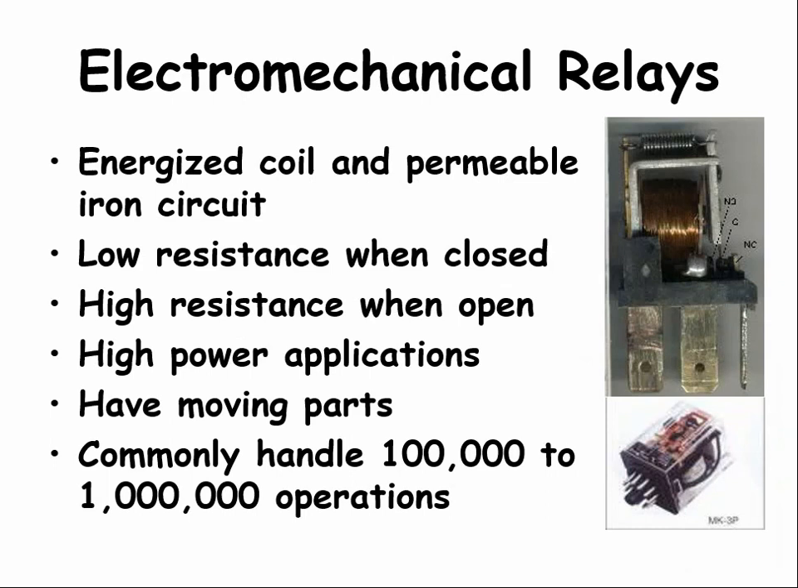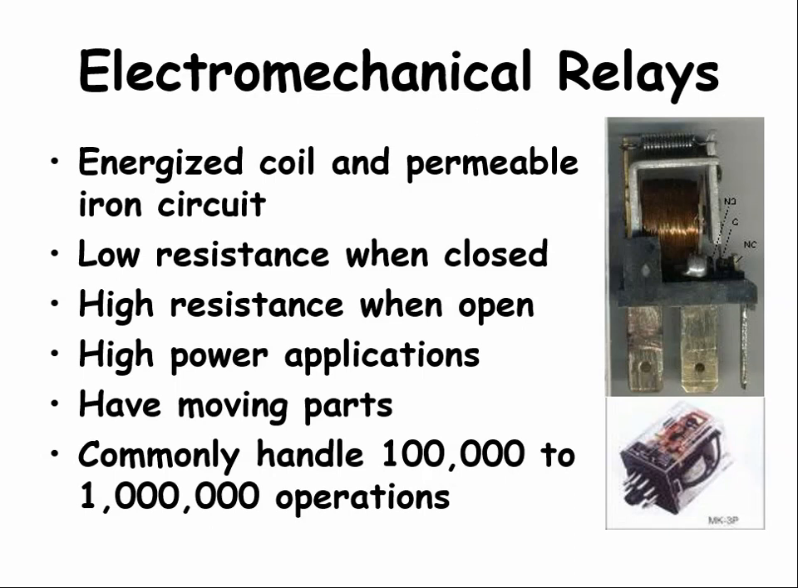Electromechanical relays have a coil with a permeable iron circuit that when energized moves an armature that opens and closes a circuit. When the circuit is closed, the armature moves to close the circuit. The two sides physically touch, so the resistance to electrical energy flow is very low. When the circuit is opened, the armature moves to create a gap in the circuit. The circuit is open, and electrical power cannot flow. The resistance to flow is very high.